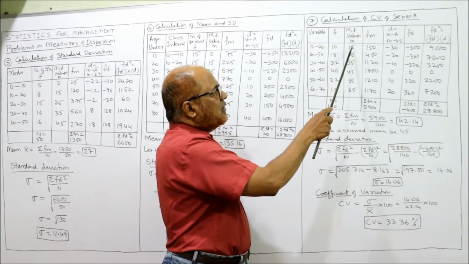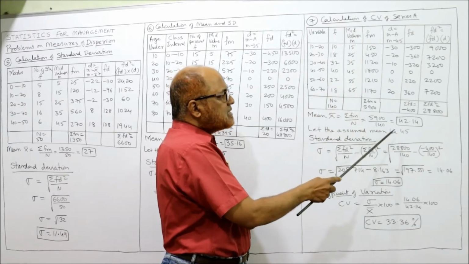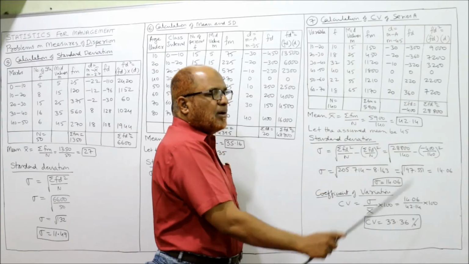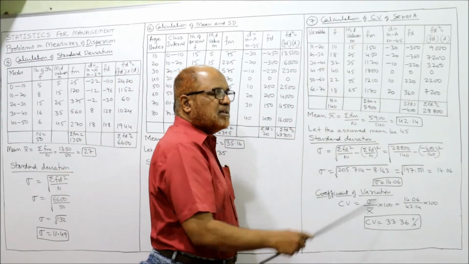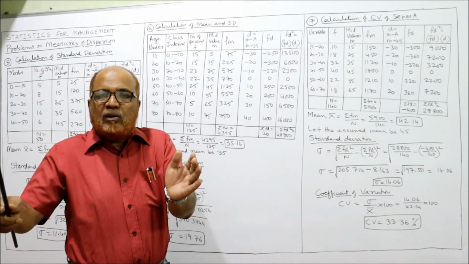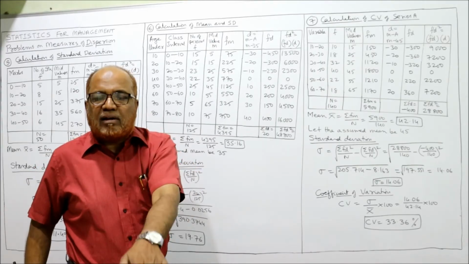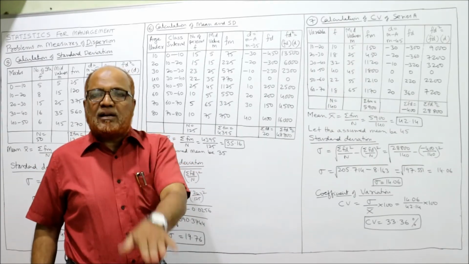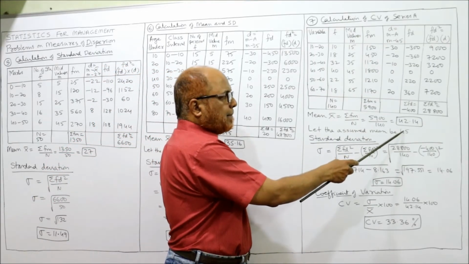Any value from mid values. From mid values, you can choose any value, but I am selecting 45. Why am I taking 45? You could have taken 15, you could have taken 65 also. Anything you can take. But if you take the value which is near to the actual value, your calculations will get reduced. Your time will get reduced. That's why I am selecting 45, because 45 is near.